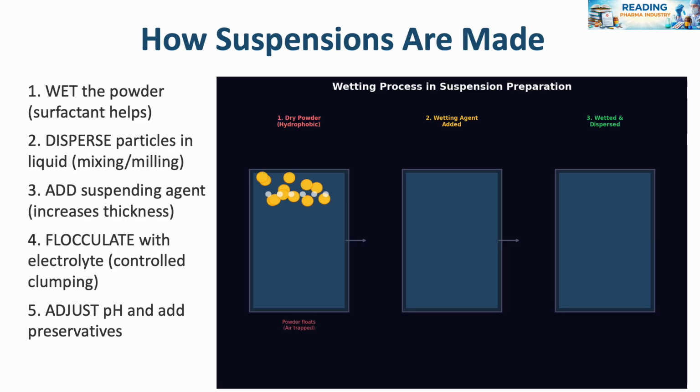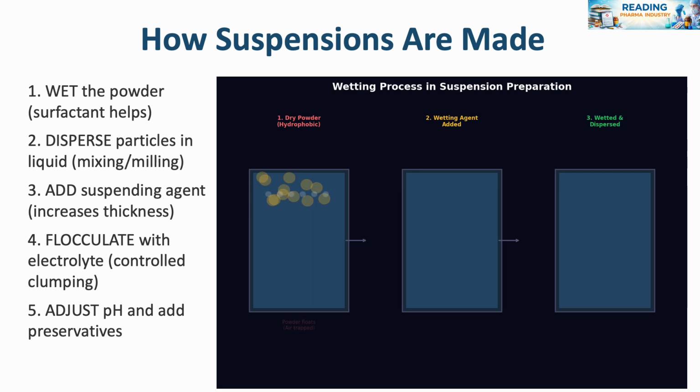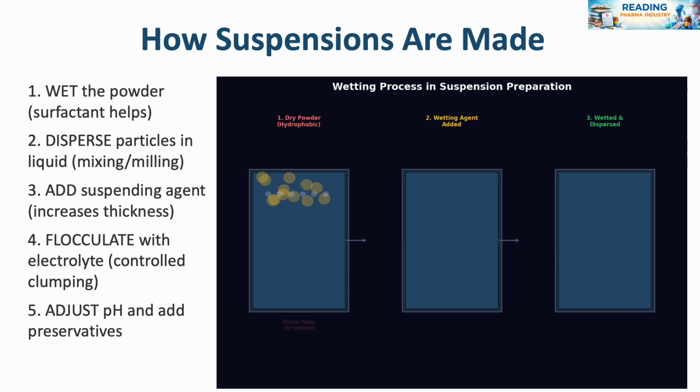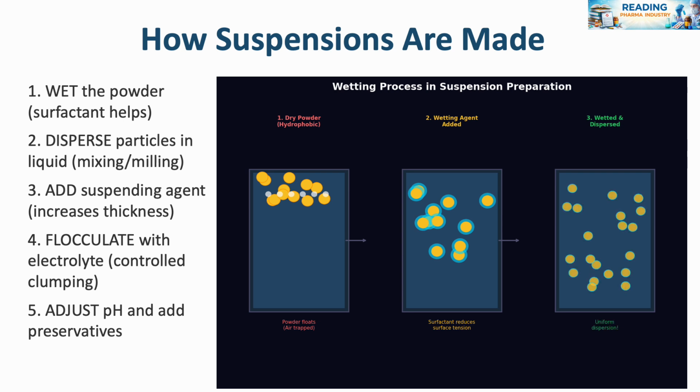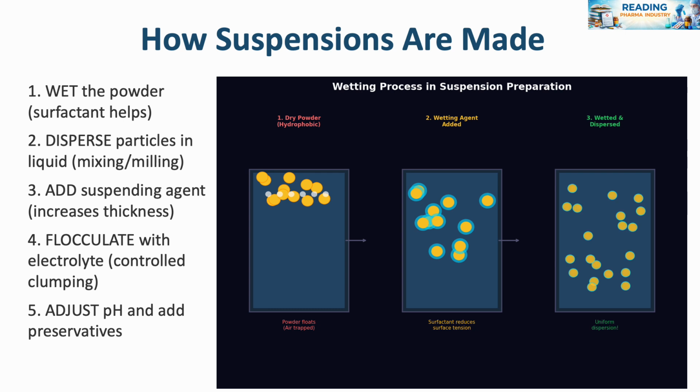So how do we prepare suspensions? As mentioned, the process of making a suspension starts with wetting the powder, and this is aided by the use of surfactants. Surfactants have a hydrophilic and a hydrophobic part. As you can see in this animation, you add a surfactant layer on the surface of the suspended particles, and that helps with coating the powder or the particles and helps them to flocculate.